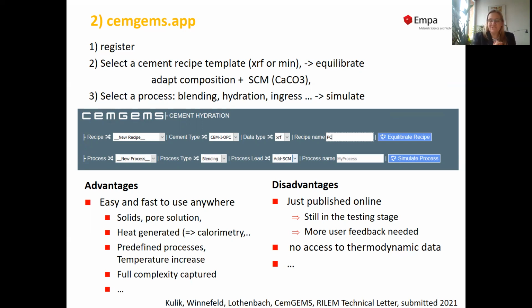On the disadvantage, it's still very new. So we are still somewhat in a testing stage. We need a bit more user feedback, and we don't have direct access to thermodynamic data. Thus, I cannot add additional solids and/or change their stability.